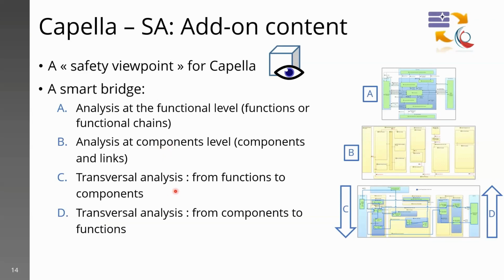We also offer 2 cross-selection modes, which means, for example, that if you select a function, all associated components where the functions are allocated will be automatically selected. And conversely, you can select components, and in this case, automatically, all related functions will be added to the scope of the analysis. I will show you all this during the demo, and I hope it will be more clear in the demo.